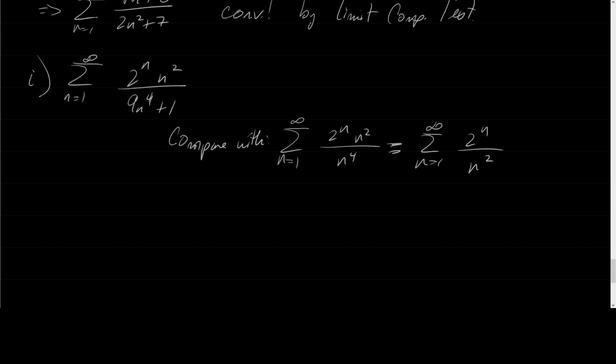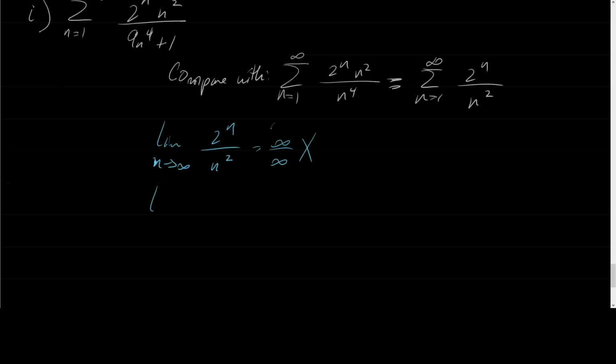If we actually look at this sequence, this is going to be some side work to figure out what this is doing. If I look at the limit as n goes to infinity of just this sequence, 2 to the n over n squared, well, what does this go to? Well, we have infinity over infinity, which we can't really look at. So what we want to do is look at the function version of this: the limit as x goes to infinity of 2 to the x over x squared.